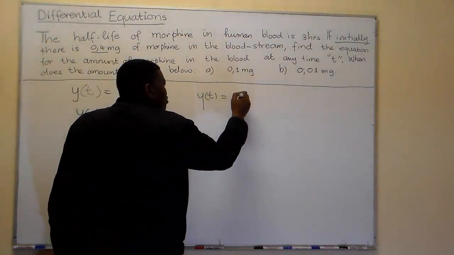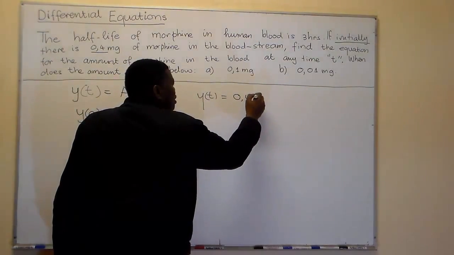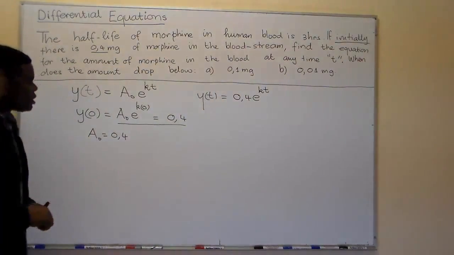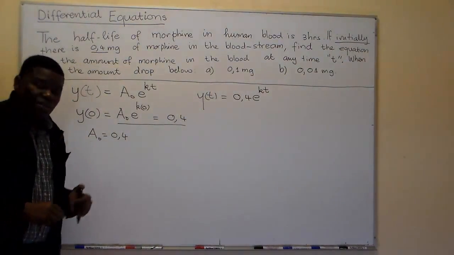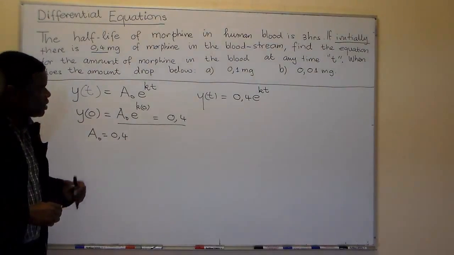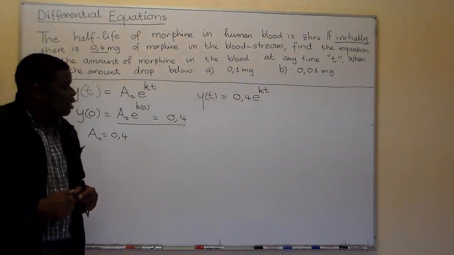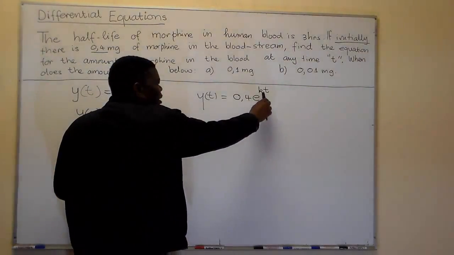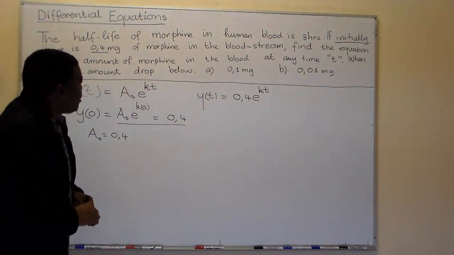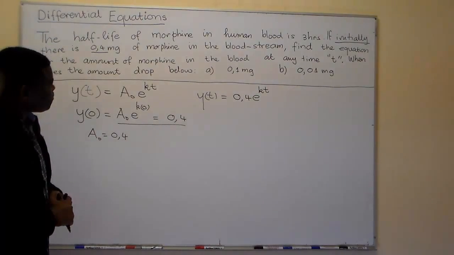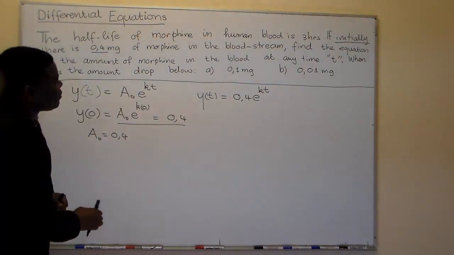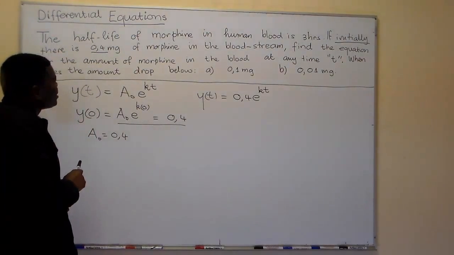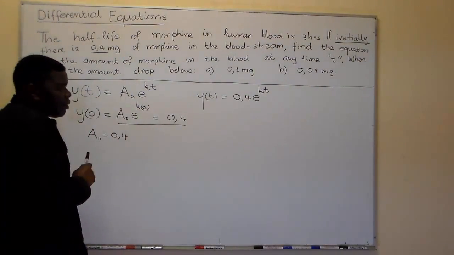It should be 0.4 e to the power kt. So what you can see is that we are one step away from getting the general expression for this kind of function that we'll get when we establish the value of k. But we're told here that the half-life of this drug is 3 hours.